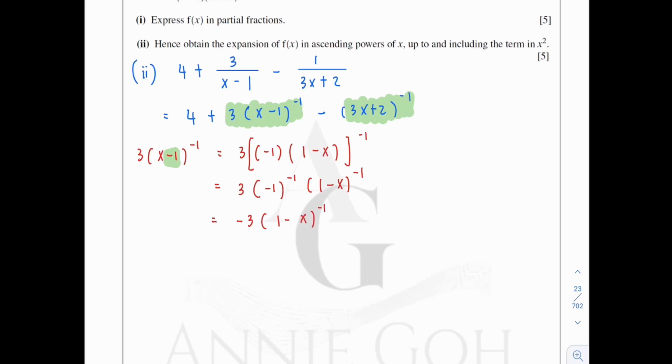And now we can start applying the formula. According to the formula, it's 1 plus nx. Our n now is negative 1, and the x now is negative x. Okay, and the next term is n multiplied with n minus 1 over 2 factorial x squared. So it will become negative 1 multiplied with negative 2 over 2 factorial multiplied with negative x squared. And the final step is to simplify the coefficients. And here's our first expansion. Let's highlight this.